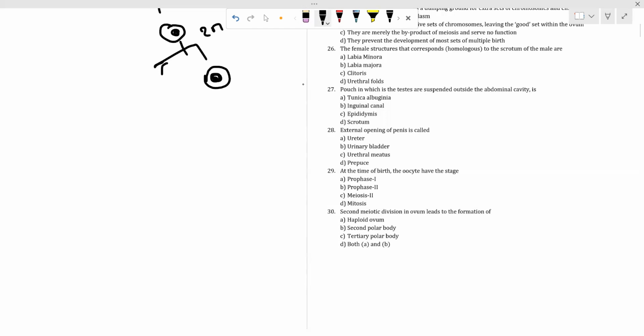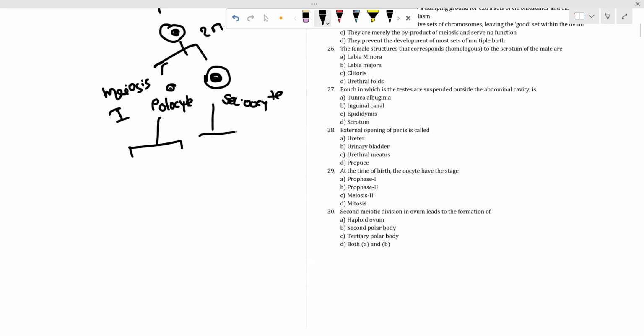It should become haploid, meaning the original chromosome number is halved, because it has to release one part of the chromosomes. This is the first polocyte, or polar body. This one is a primary oocyte, and this is the secondary oocyte. Each one undergoes meiosis 2, dividing into 2, and the secondary oocyte also divides into 2. This will form the secondary polocyte.